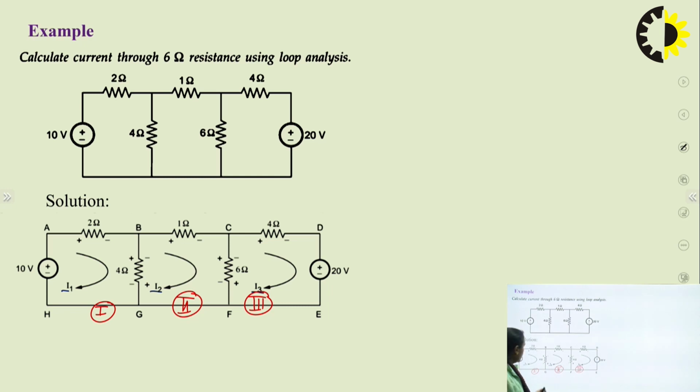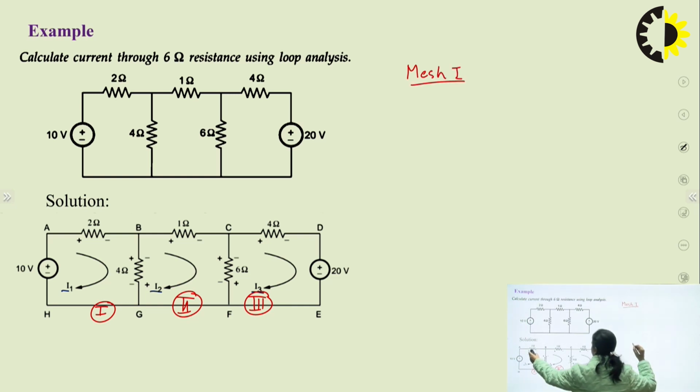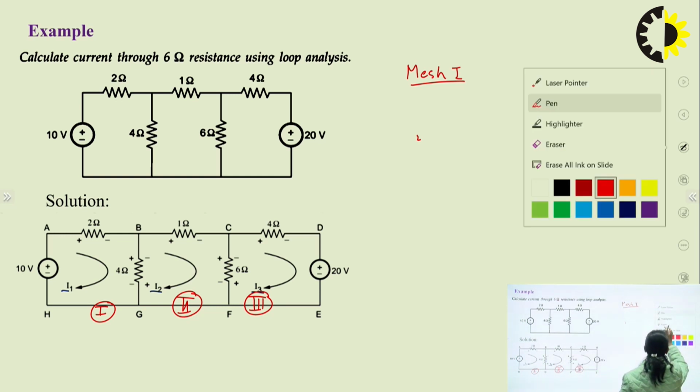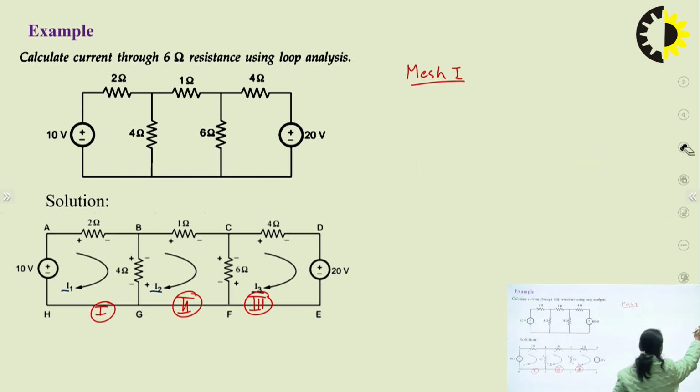So let's write the equation for mesh 1. Starting from here, in the 2 ohm resistance, we can see the current flowing is I1. So we can write here minus 2 I1. Then coming to the 4 ohm, again here we can see that I1 and I2 both are flowing, but they are flowing in the opposite direction. So we will write I1 minus I2, right?